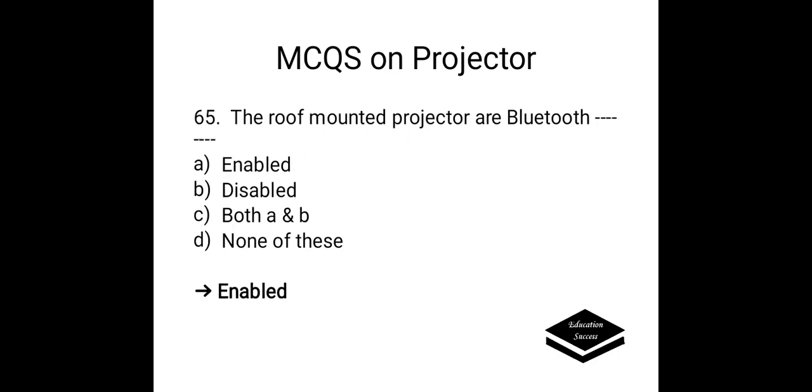The roof mounted projector are Bluetooth dash, options are A. Enable, B. Disable, C. Both A and B, D. None of these. Correct answer is enabled. The roof mounted projector are Bluetooth enabled.